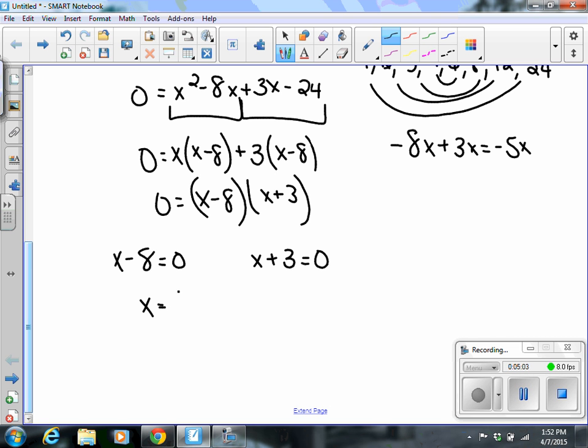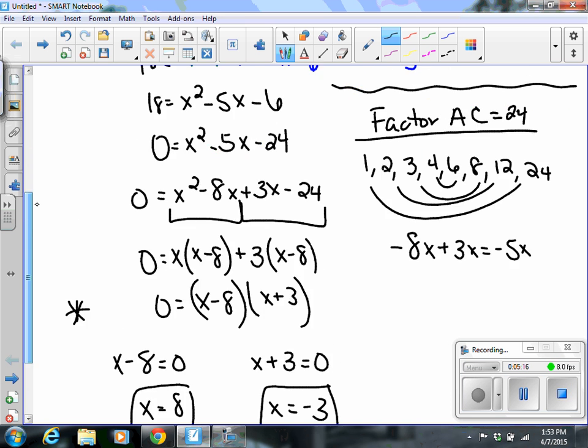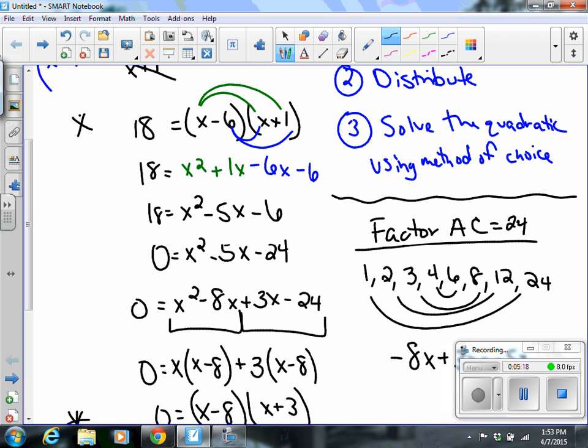So I've got x equals a positive 8. Then I have an x equals negative 3. Now, some of you might be saying, okay, well, this line here is pretty similar to this line here. Why couldn't I just say x minus 6 equals 18 and then x plus 1 equals 18?